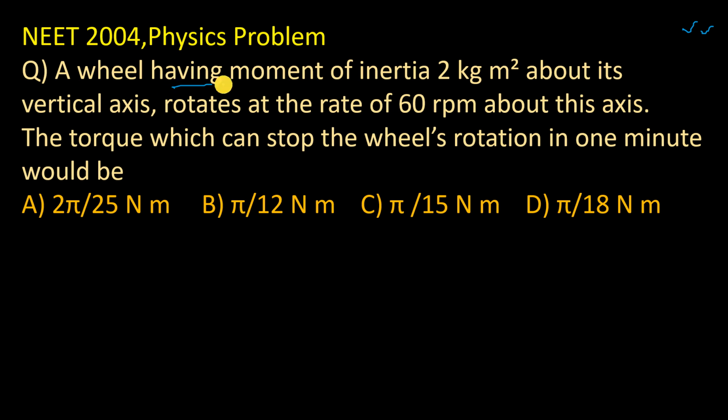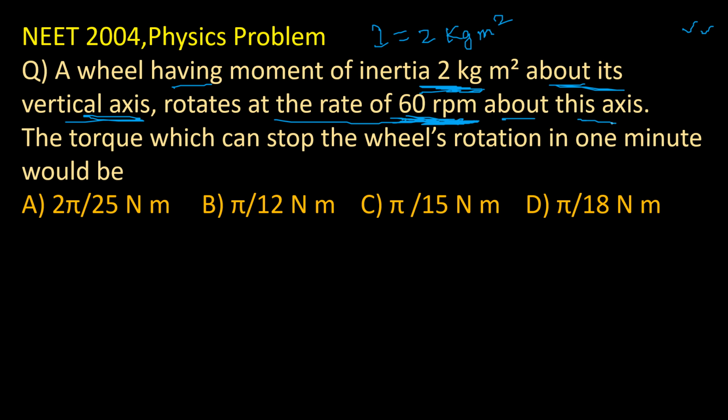A wheel having moment of inertia. So moment of inertia is given. How much? I equals 2 kg meter square about its vertical axis, rotating at the rate of 60 revolutions per minute. Here we have to understand clearly that revolutions per minute is given.